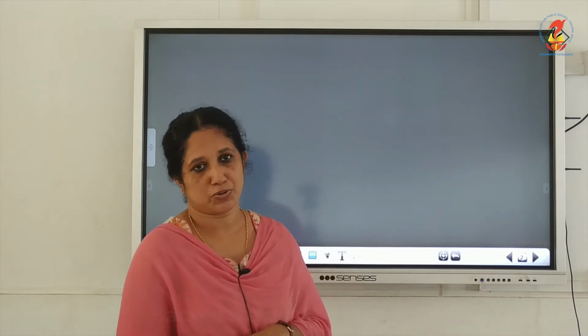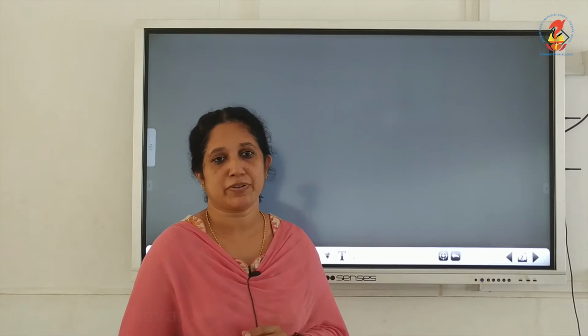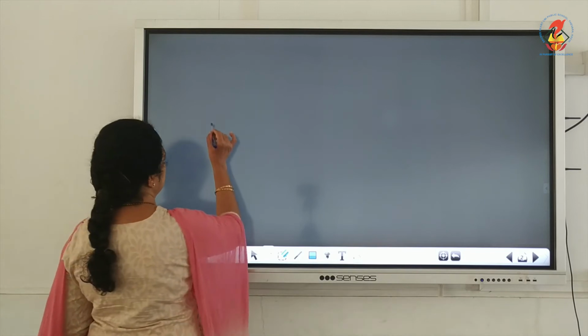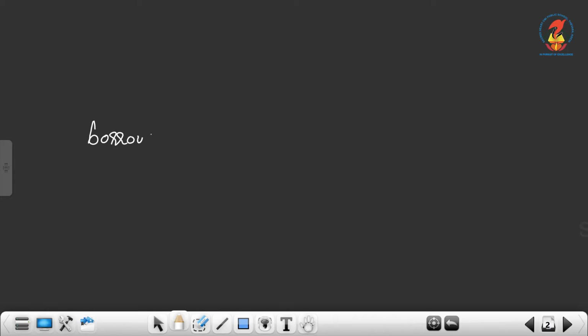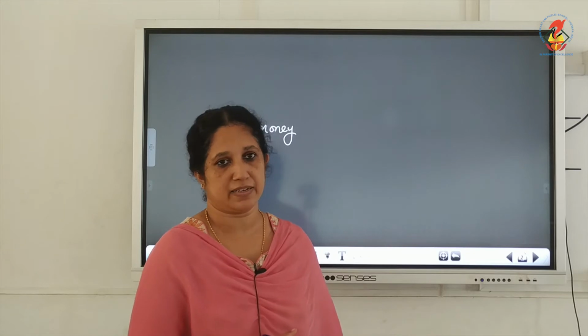Now suppose your brother decides to buy a new scooter, but he does not have enough money. So he decides to take a vehicle loan from the bank. That means he decided to borrow money from the bank. Now another person, Raju, saved some money from his salary.